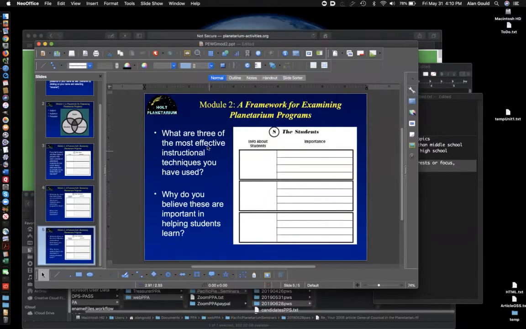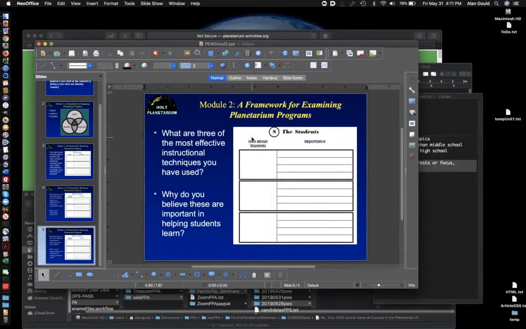But the question, okay, so ignore this students here and call it the instructor. Okay, my mistake. It's the instructor that we have to consider as the third aspect. And the questions that we're going to focus on are, what are the 3 most effective instructional techniques that you have used? And why are they important in helping students learn?